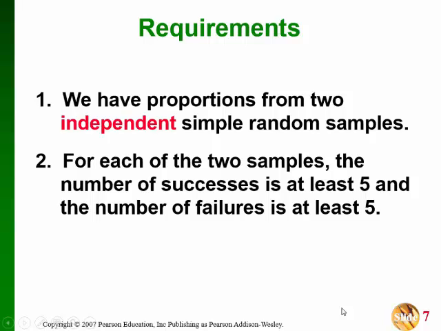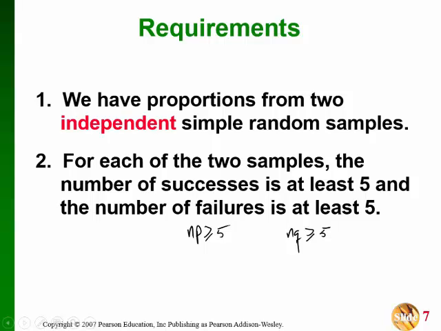So from each of these two samples, we have the number of successes is at least 5. The number of failures is at least 5. That's that business where we have NP bigger than or equal to 5, NQ bigger than or equal to 5. That's just to make sure that it's a large enough sample so that we don't have to worry about skewness. And I put NP and NQ, but really there's two of them.